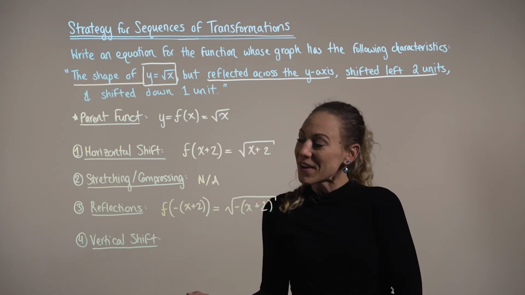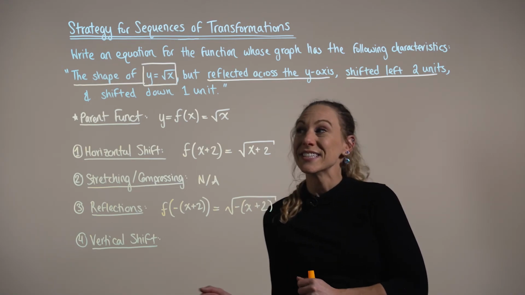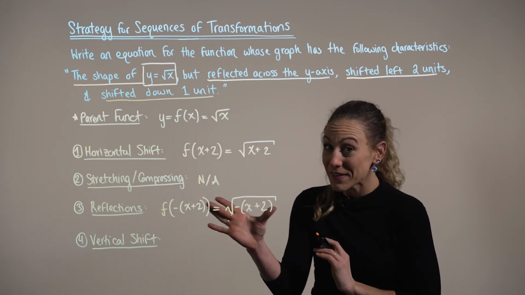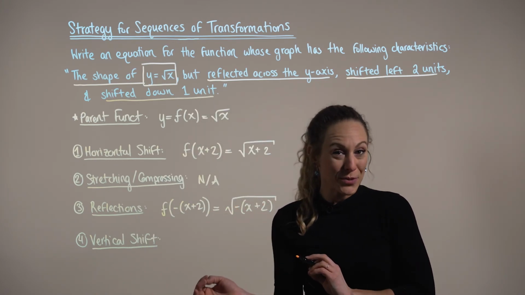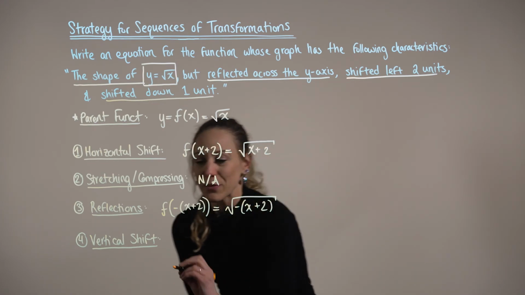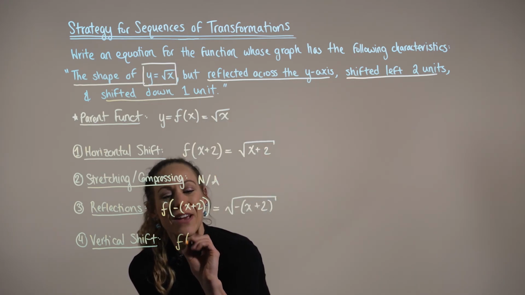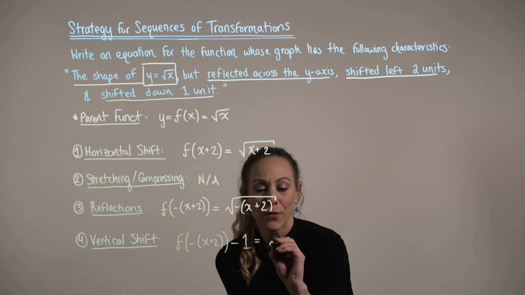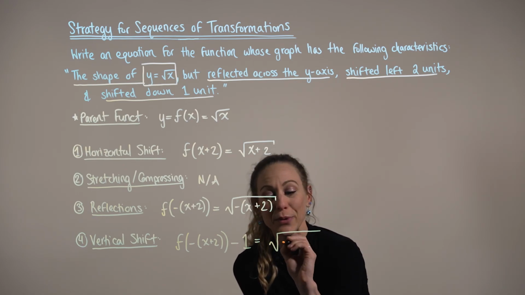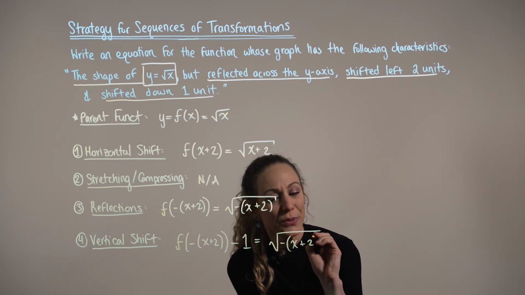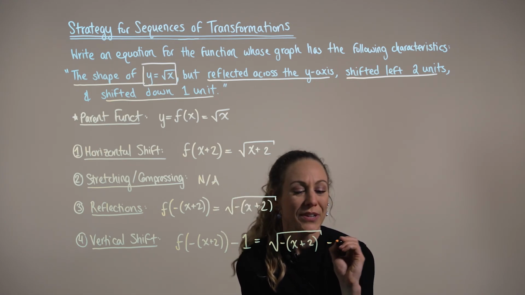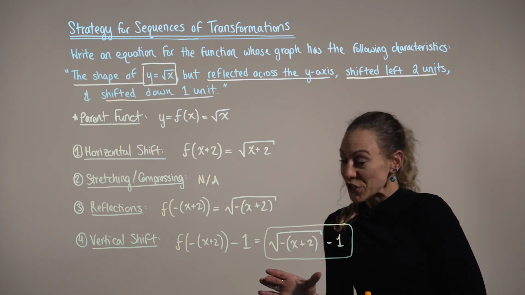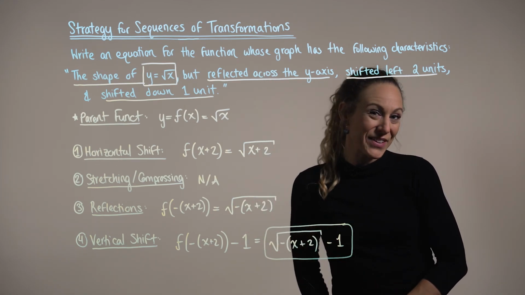And last but certainly not least, are there any vertical shifts? And yes, our final characteristic is a vertical shift of this graph down 1 unit. So we will be subtracting a constant 1 from step 3. Or in other words, we have f of negative (x plus 2), minus 1, for a beautiful final answer here of the square root of negative (x plus 2). And on the outside of our square root, we subtract 1. So this is the function whose graph has these 3 given characteristics.